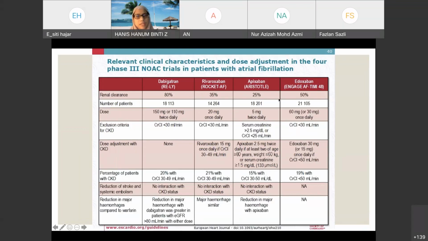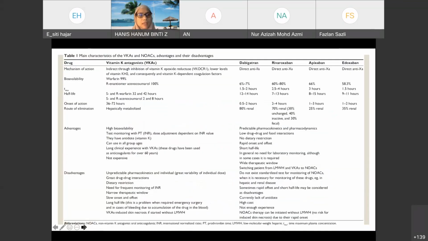Now, these are the trials that we use to look at the newer drugs. You can have a look at these trials later on. Okay. Now, this table looks at the characteristics of VKA and NOACs, advantages and the disadvantages. So, in essence, kalau you nampak, the disadvantages of vitamin K antagonist is that it has an unpredictable pharmacokinetic and individual reaction. It has a lot of drug-drug interaction. You need dietary restriction. Patients need to come to the hospital to monitor their INR.